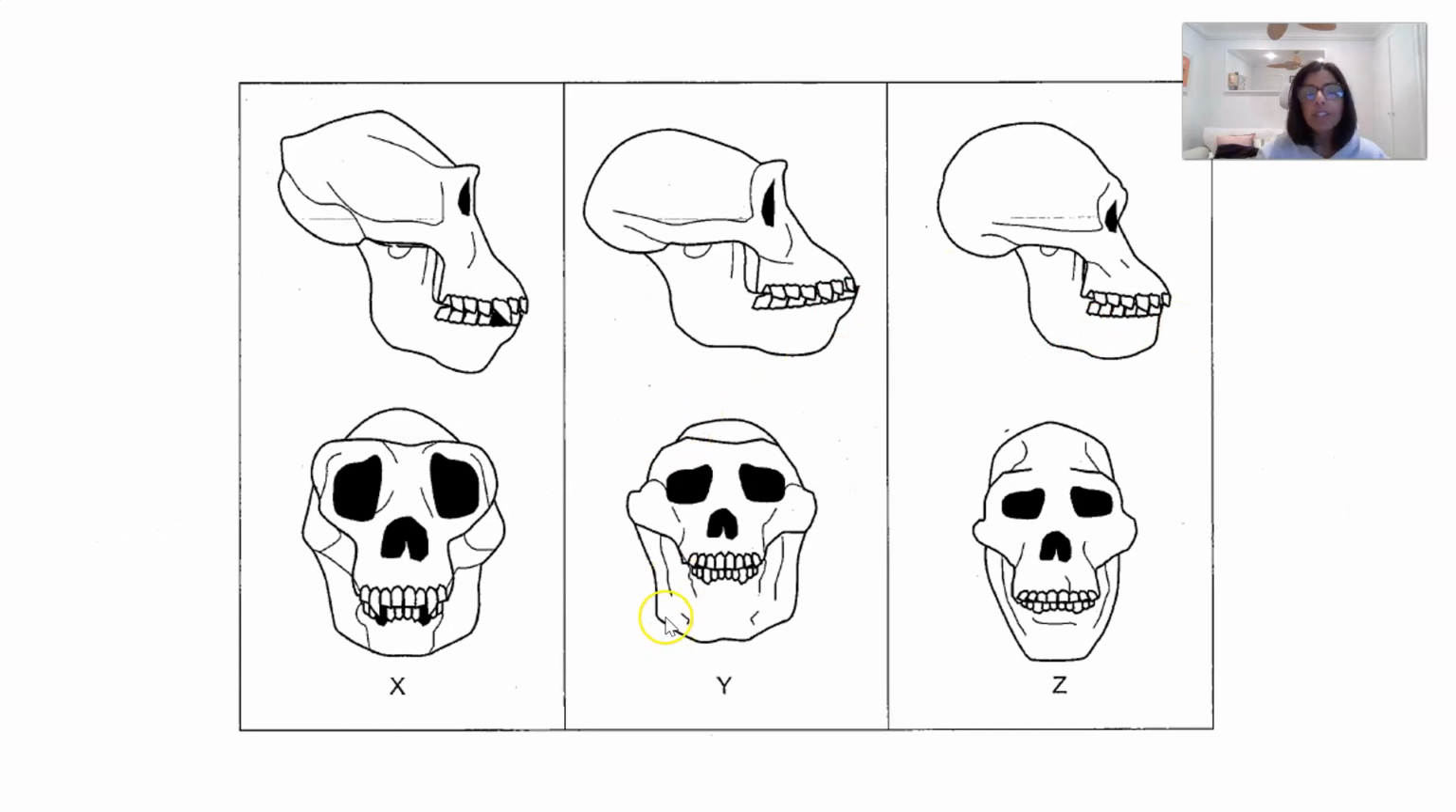Okay, last thing here to look at. Again, you have three primate skulls. One is a chimp, one is Australopithecus afarensis, and one is Australopithecus africanus. See if you can label those skulls and provide reasons for your answers.